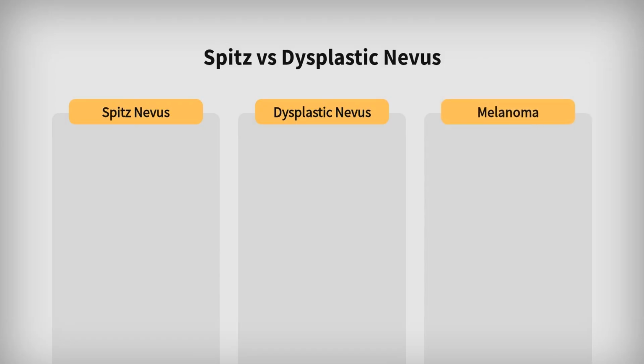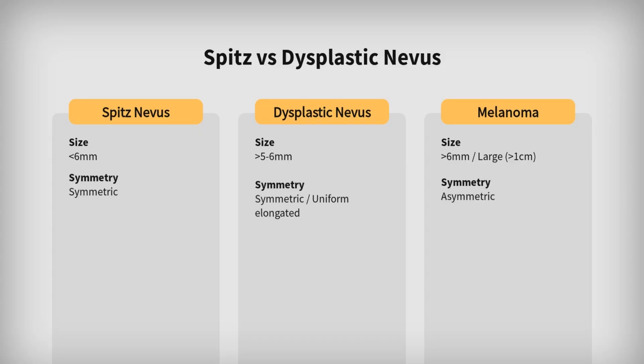Let's compare Spitz nevus and Dysplastic nevus to understand their distinguishing features and how they differ from melanoma. Size distinguishes these lesions. Spitz nevus is less than 6 millimeters. Dysplastic nevus is greater than 5 to 6 millimeters, and melanoma is larger than 6 millimeters, or more than 1 centimeter. Symmetry is a key feature. Spitz nevus is symmetric, Dysplastic nevus is symmetric or uniformly elongated, while melanoma is asymmetric.